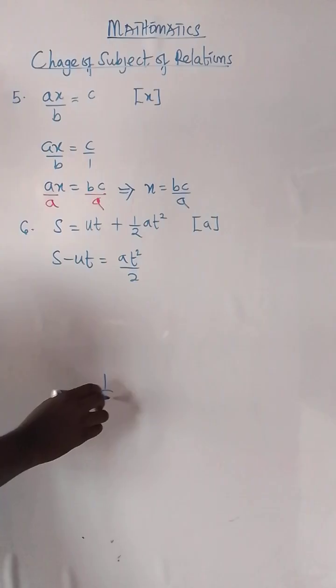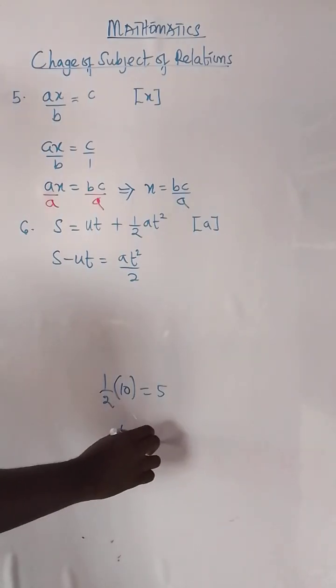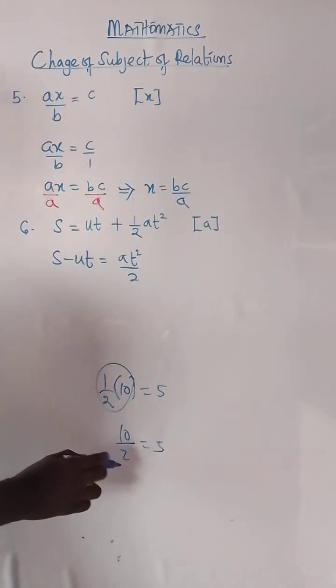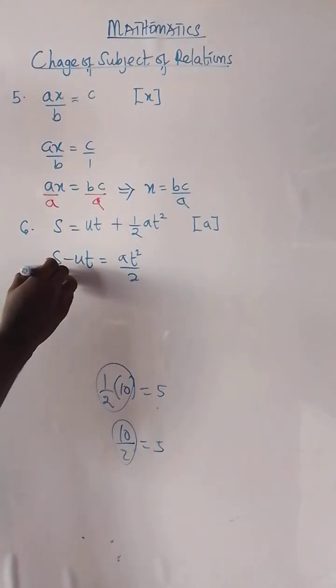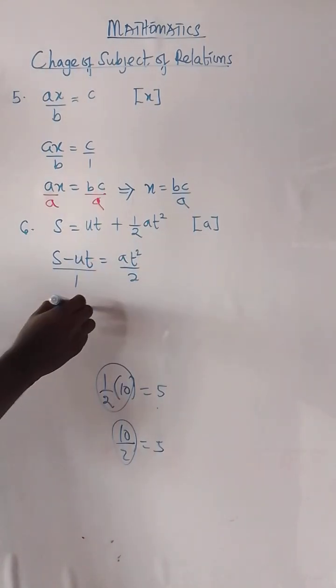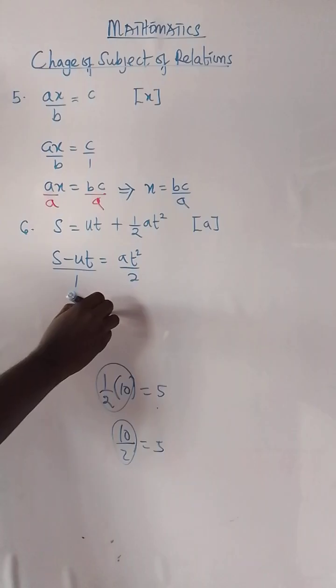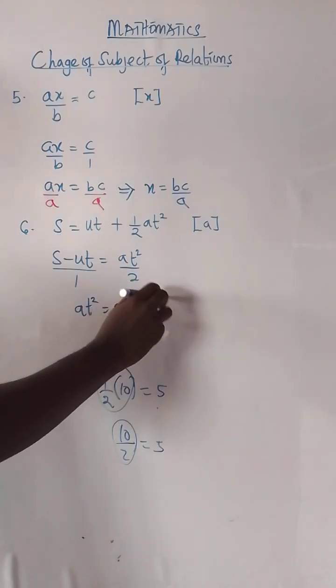Why? Half of any number is sitting as that number divided by 2. So half of 10 is 10 divided by 2, 5. So half of 80 squared is 80 squared divided by 2. And what do we have here? We have 1 here. So by the time we cross multiply, 80 squared multiply 1 is 80 squared. Then these 2 multiplies everything you have here. 2 into S minus UT.